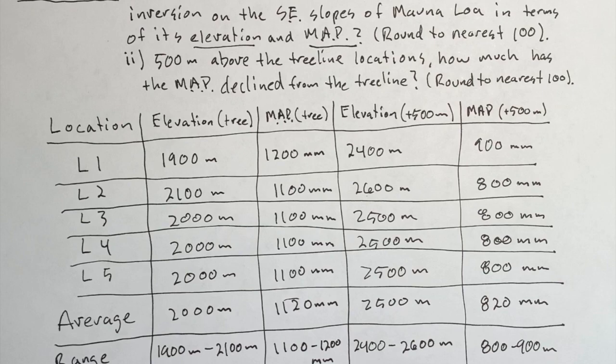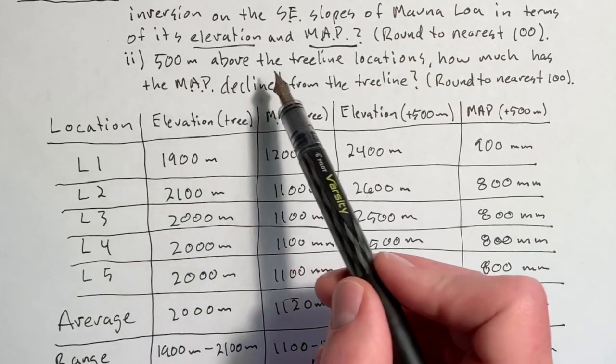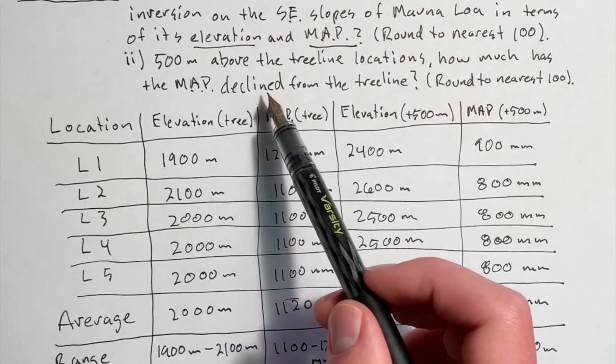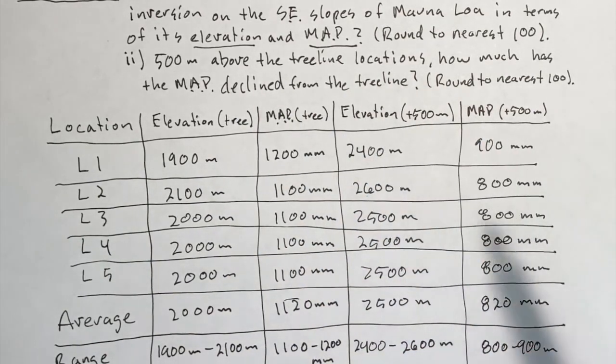So that answers our question. The precipitation drop off, so for part 2, 500 meters above the tree line locations, how much has the mean annual precipitation declined from the tree line? That's the last part of the question we have to answer. Well, all we have to do is check to see how much our mean annual precipitation has dropped off.